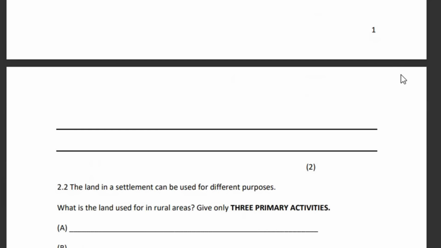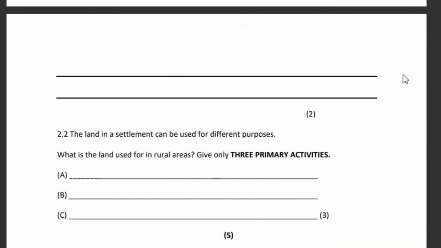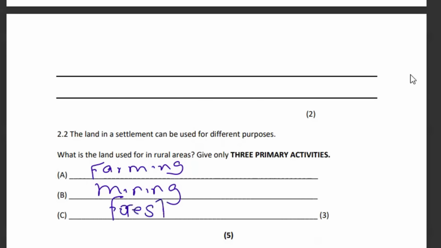We have towns and cities, those are urban areas, then also farms and villages, those are rural areas. Then we have the land in a settlement can be used for different purposes. What do they use land for in rural areas? Primary activities, people farm. They use it for farming, they use it for mining. Apart from that, land can also be used for forestry. Those are primary activities.